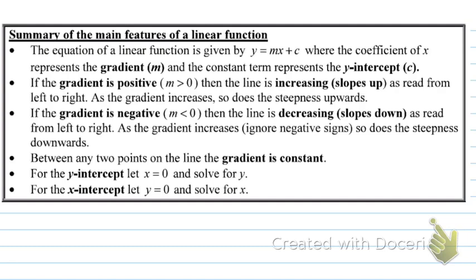Then next, a summary of the main features of a linear function. The general equation or the standard form is y is equal to mx plus c, with m the gradient and c the y-intercept. If the gradient is positive, I have an increasing line. If the gradient is negative, I have a decreasing line. We've already learned all of this, so I'm just going through it quickly. Between any 2 points, the gradient is constant. What does that mean in English? That means when I have 2 points on a line, the gradient won't change. The gradient will be the same everywhere along that line between those 2 points. For the y-intercept, I let x be equal to 0. For the x-intercept, I let y be equal to 0.